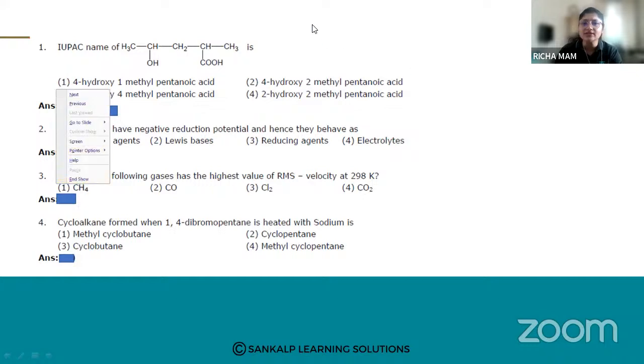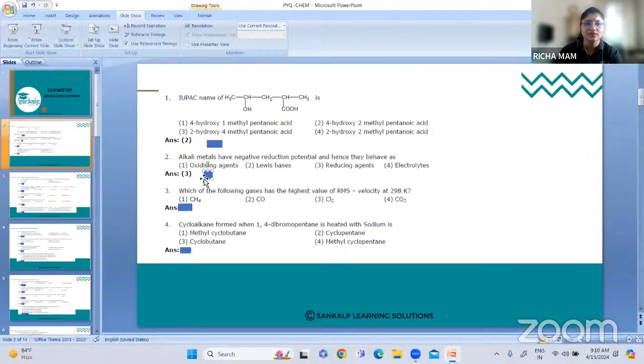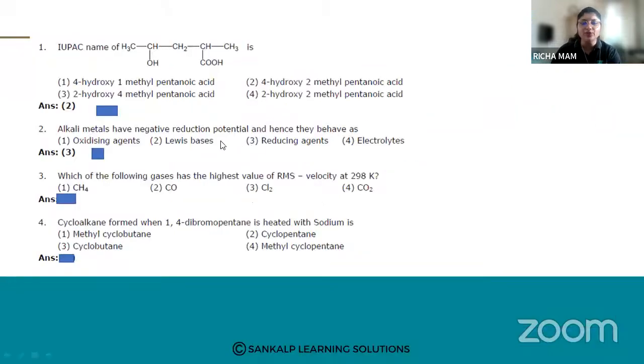Any more answers? So the answer is 3. We know that alkali metals have a high negative reduction potential. So they have very high reduction potential and hence they can easily lose electrons.